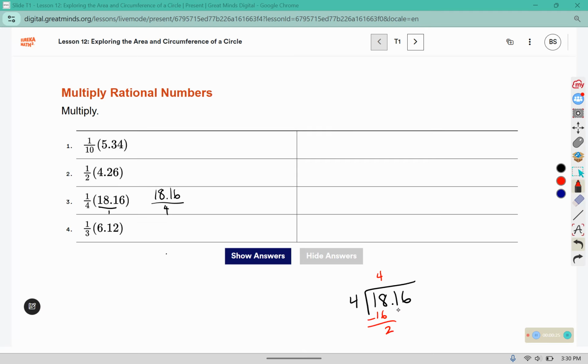18 minus 16 is 2. Make sure your decimal spots are lined up. 4 fits into 21 5 times. 21 minus 20 is 1. Bring down the 6. 4 fits into 16 exactly 4 times. So this would be 4.54.